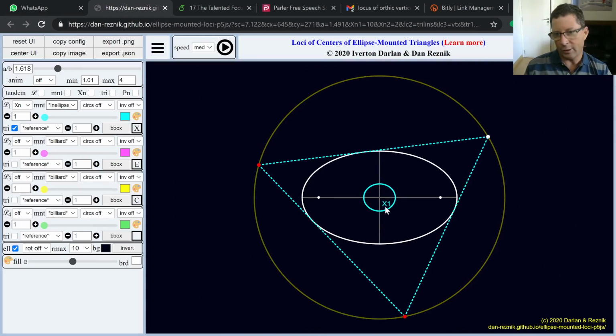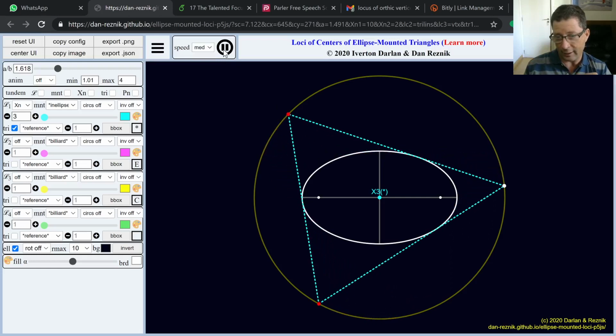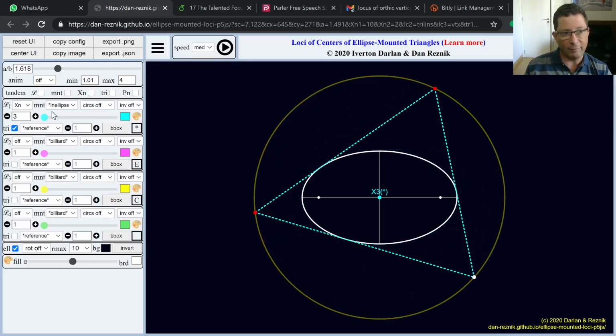Now my x1 is not stationary. What's stationary in this family is the circumcenter of the family. And so we make available a few of these families, and the ones that are Poncelet and that are ellipse inscribed are marked here with these little stars.